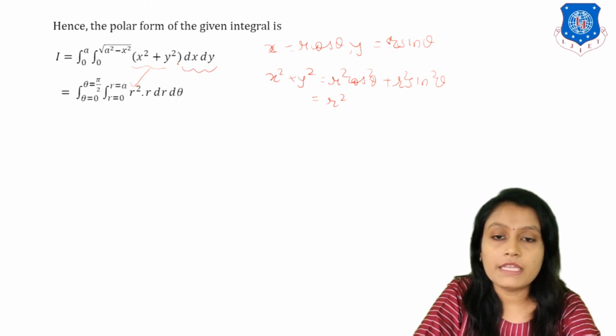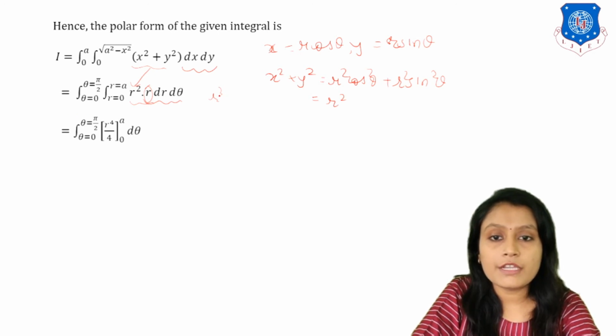Okay, so we have r square here. And in place of dx dy, what we have to write? r dr d theta. This r is the Jacobian. Okay, so on simplification here we have r cube. Now we will integrate this r cube with respect to r and we will keep theta constant. So what you will get? Integration 0 to pi by 2, integration of r cube is r raised to 4 upon 4, and the limits are 0 to a, d theta. Substitute the limit. So what you will get? a raised to 4 upon 4, take out of the integration, and here we have integration 0 to pi by 2 d theta.